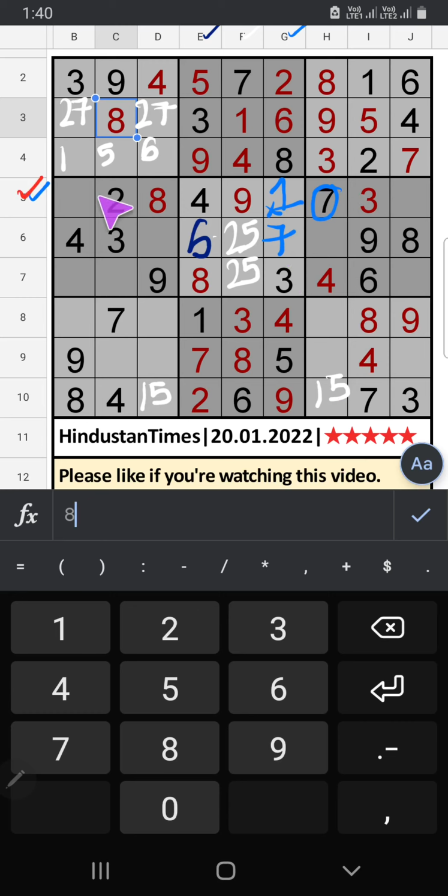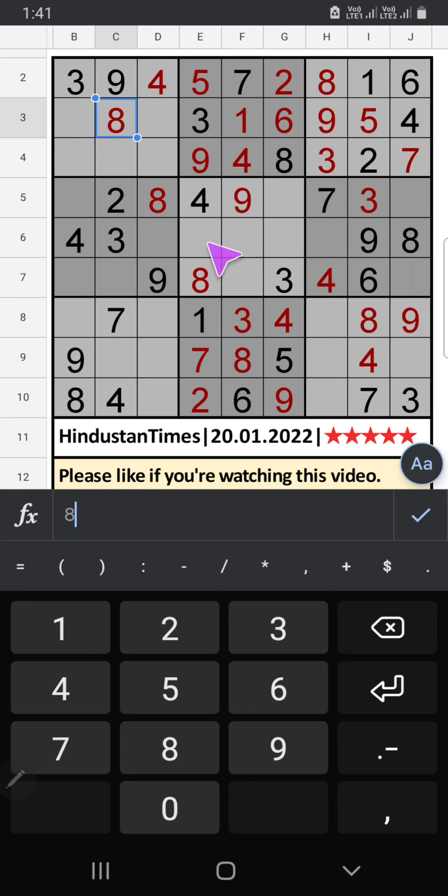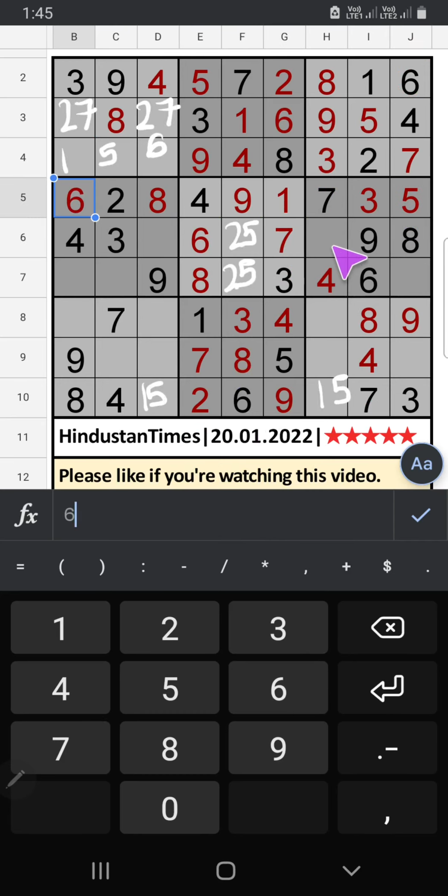5th row, 2 numbers are remaining, 5 and 6. Column J, we have 6. So 6 can't come in this cell. 6 is confirmed here, then 5 is here. In this grid, only 2 numbers are remaining, 1 and 2. We will confirm later. Column J also 1 cell remaining, 1 and 2. We will confirm later.